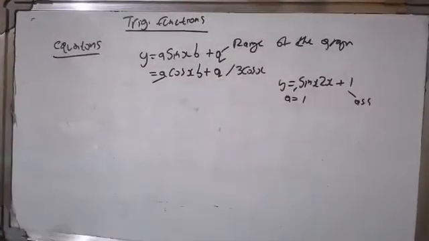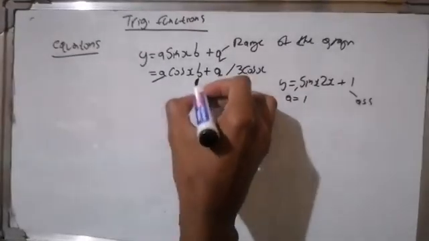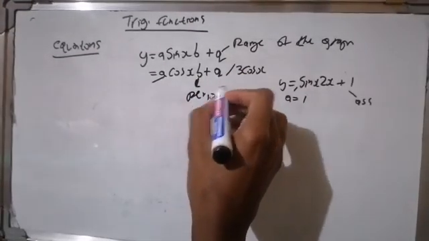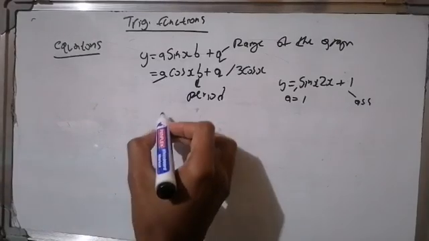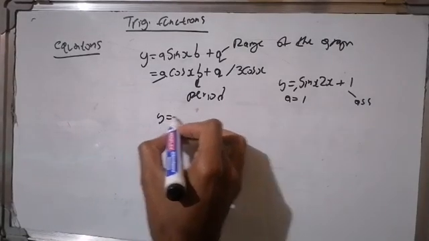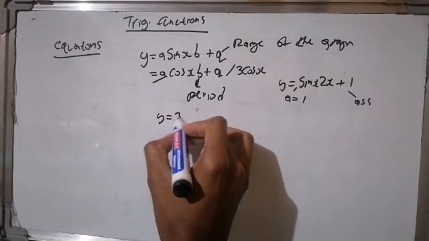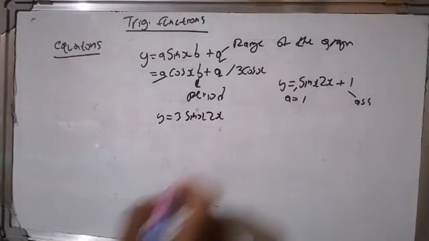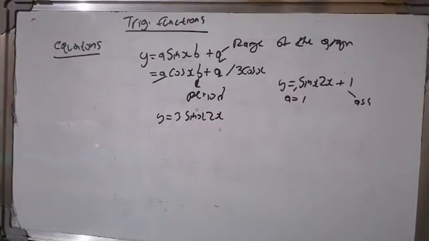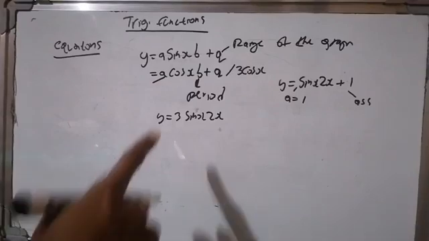Well, I'm just going to wipe this one. The b, this is the period. This is the period of the graph. For an example, we can say y is equal to maybe 3 sine 2x. Then we say calculate the period of this graph.